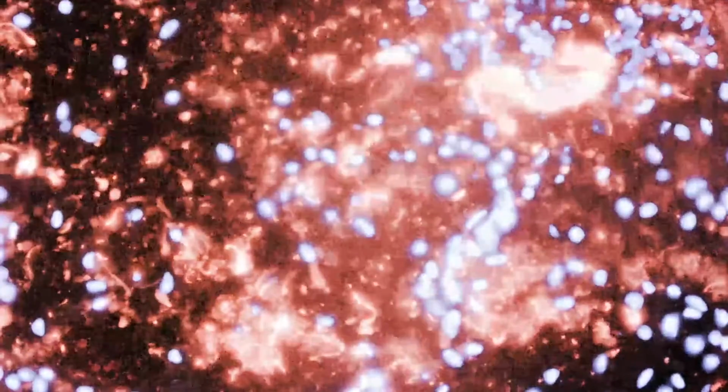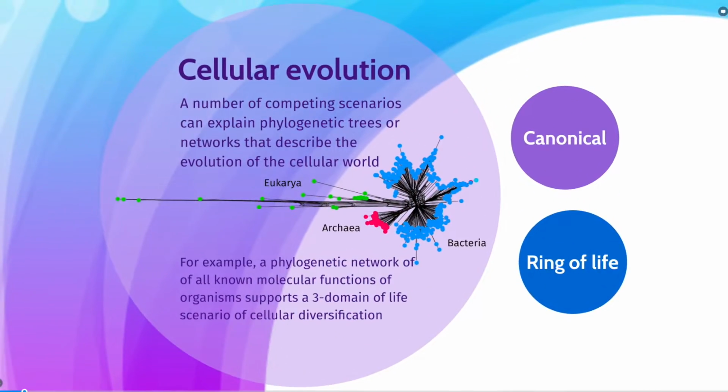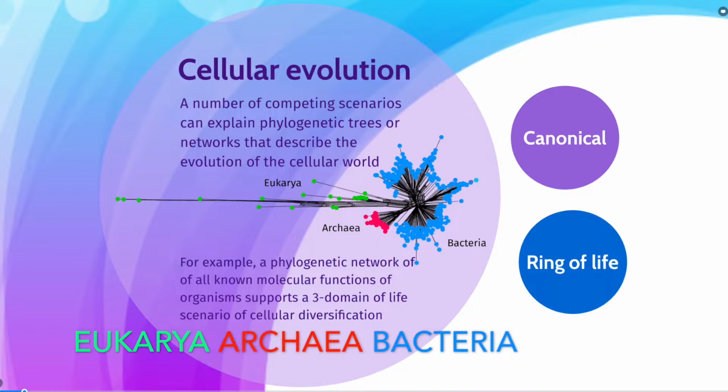Let's talk about how domains of life originated from Leuca. A number of competing scenarios describe the evolution of cells. They generally explain phylogenetic trees or networks built from genomic data. For example, a phylogenetic network of all known molecular functions of organisms supports a 3-domain of life scenario of cellular diversification, in which there are 3 clearly separated groups of organisms.